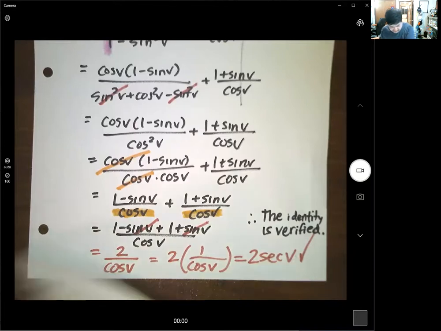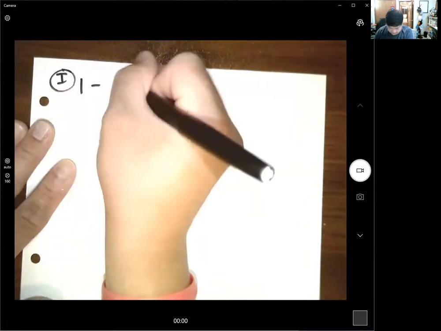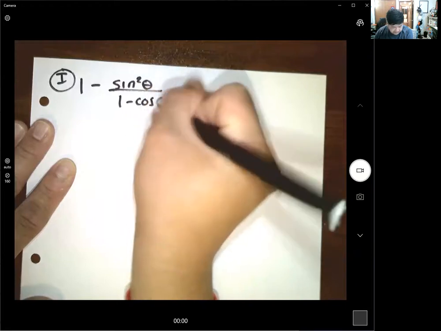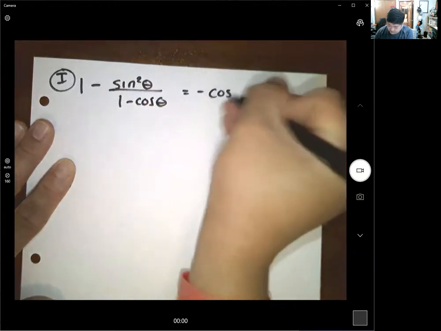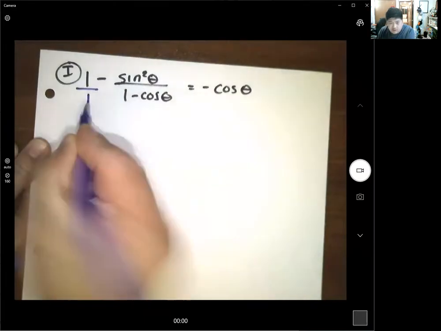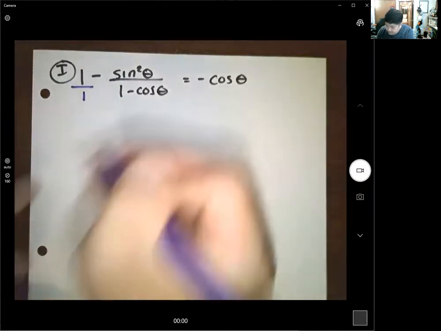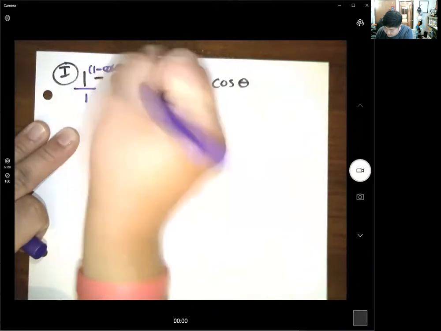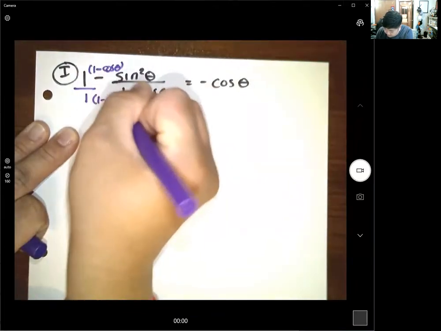All right, let's look at problem I. So I is 1 minus sine squared theta over 1 minus cosine of theta equals opposite of cosine of theta. So there's lots of ways that I could do this one, but I'm just going to write this over 1. So 1 over 1, then find a common denominator. So 1 minus cosine of theta, 1 minus cosine of theta.